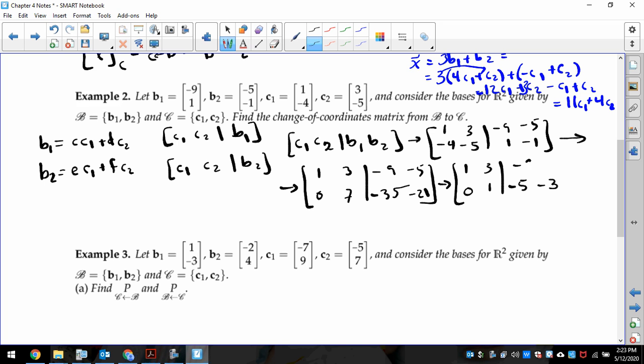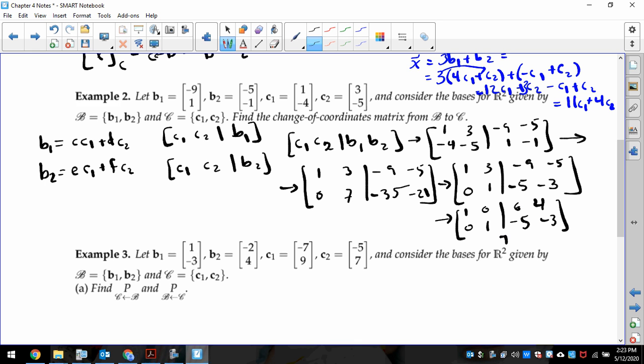And then we'll eliminate the elements above it. So let's eliminate the 3 by subtracting 3 of them. So that's adding 15 to -9. And then we'll add 9 to -5, so that's a 4. Just like that. Okay. So what do we have here?